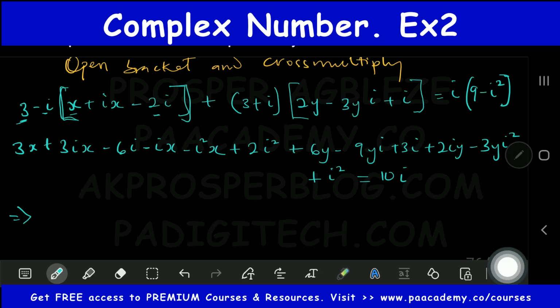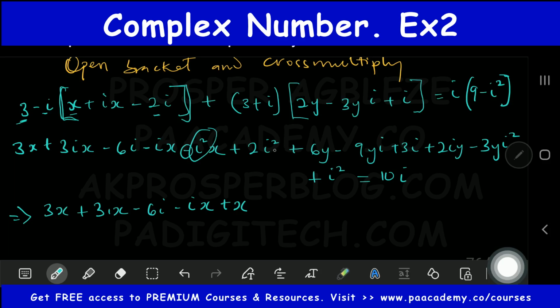Like this now, we can have 3x plus 3ix, then minus 6i minus ix. Now you see here we are having i squared, and don't forget I said this i squared is going to be minus 1, right? So minus 1 multiplied by this minus here becomes plus, and then the x, that will be plus x. So we are working with the one that has the square.